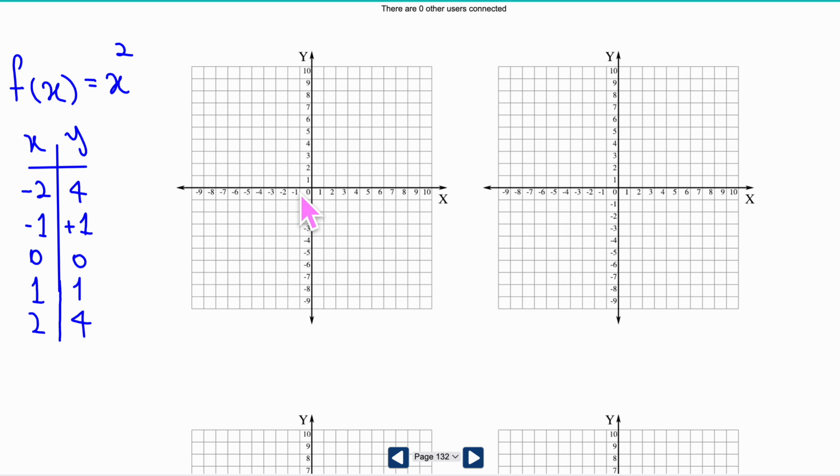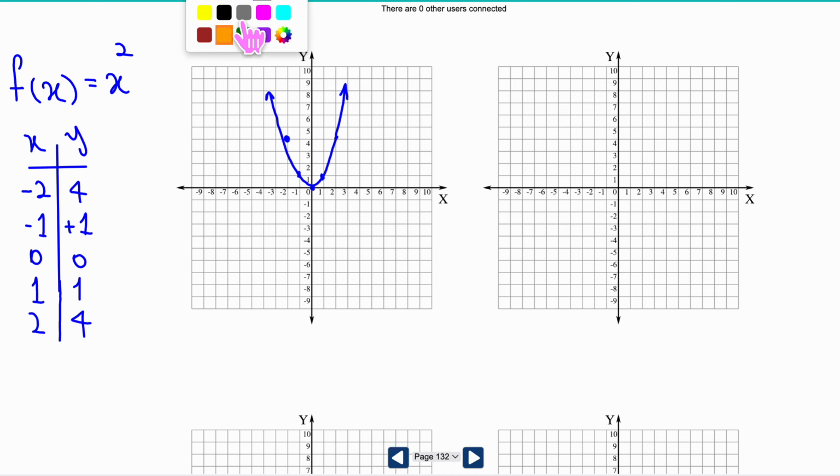Okay, we have -2 and 4 up here. -1 and 1, 0 and 0, 1 and 1, and 2 and 4. Yes, we didn't expect this. This is a parabola.